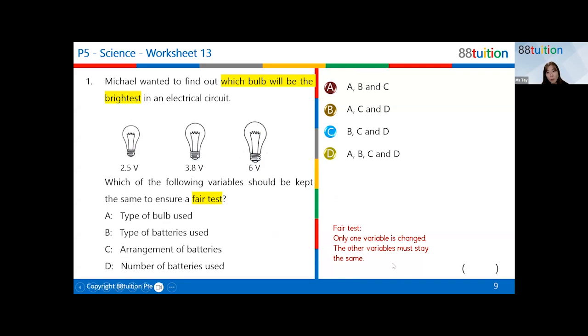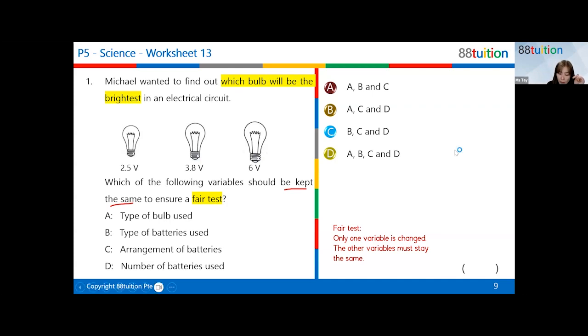I've given you some notes here. Fair test means only one variable is changed, right? Then the other variables must stay the same. So you're looking out for the other variables because you are looking out for things to be kept the same. What are they? Okay, what are they?